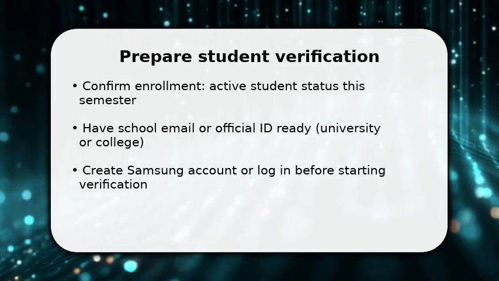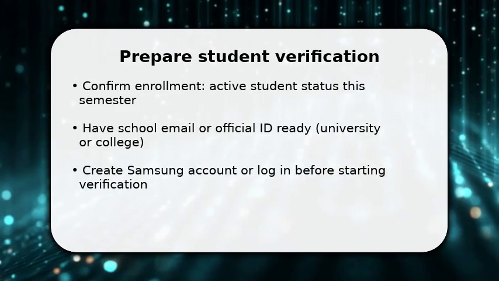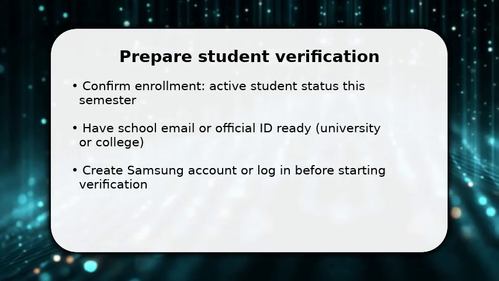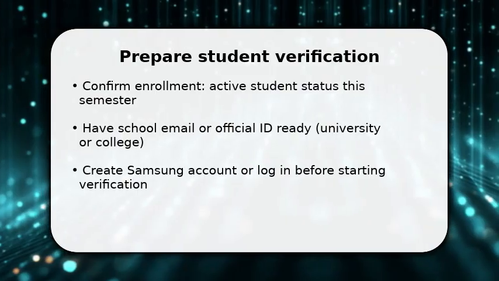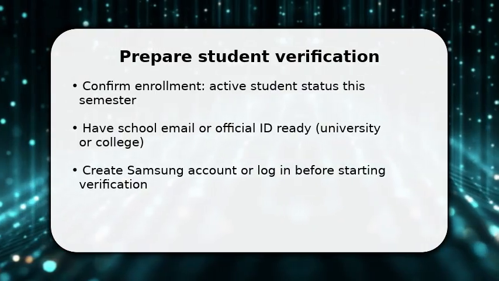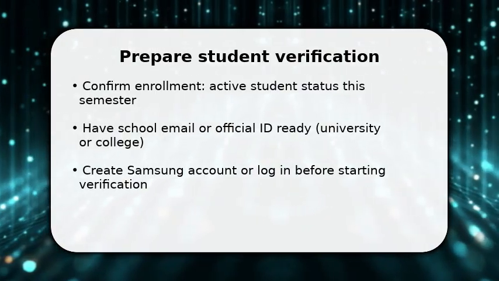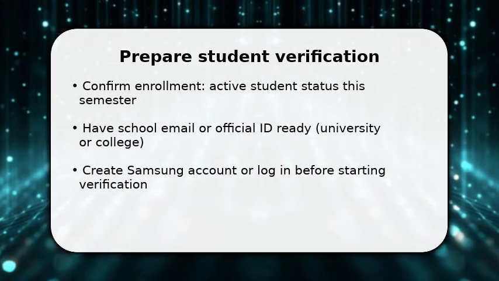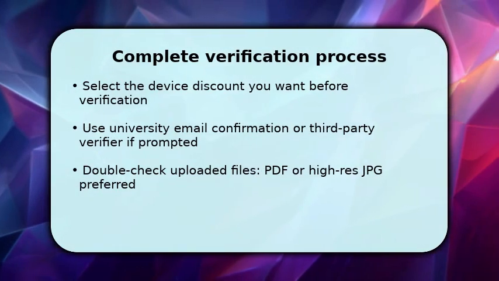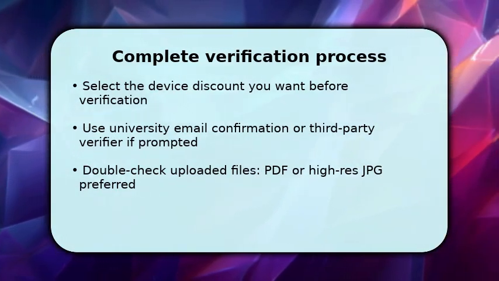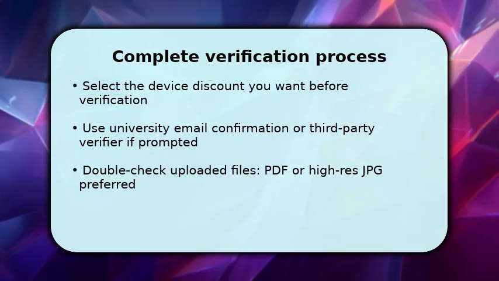This speeds approval. Make sure your school name matches official records. Mismatch causes delays. If you need, refresh the enrollment document so it's readable and not cropped. Once your documents are uploaded, follow the verifier's prompts step by step. Sometimes Samsung uses a third-party service like SheerID or Student Beans.